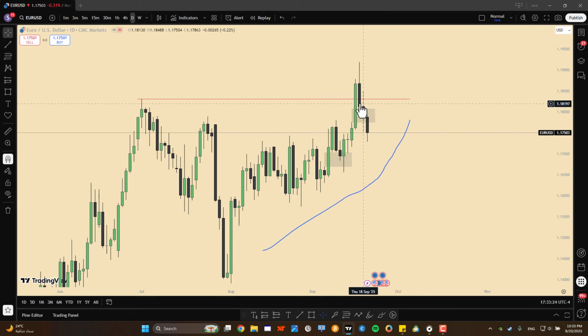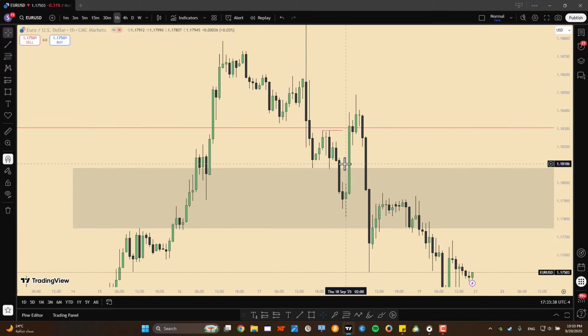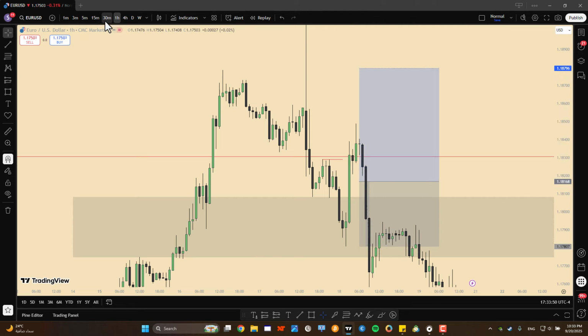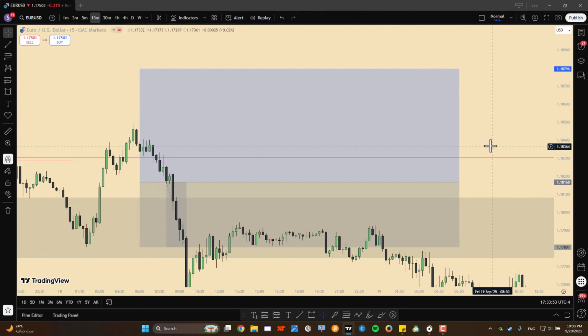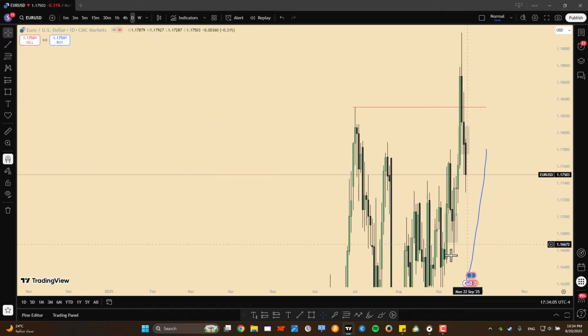So when he went to the 1 hour, we have this break of structure, displacement at the start of the London session. So he took a long from here. Now, from the time frames that I showed you, everything is looking good. And what he was targeting is this imbalance here. Reasonable, but here's what he missed.